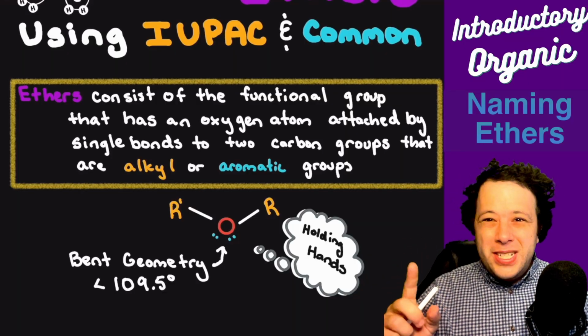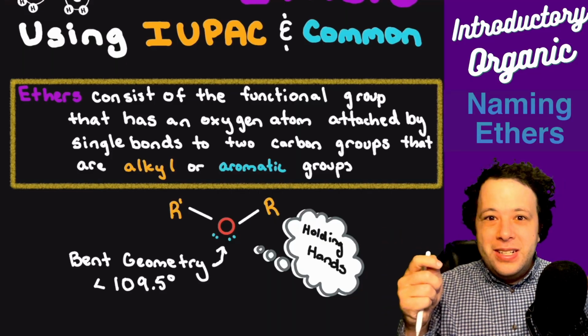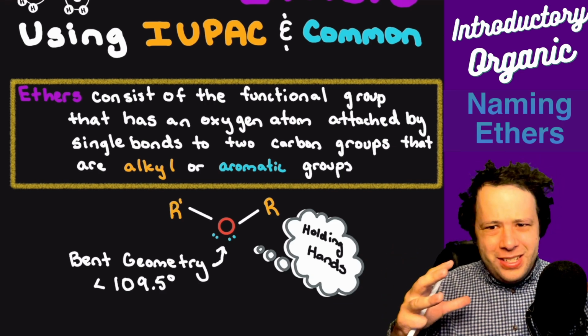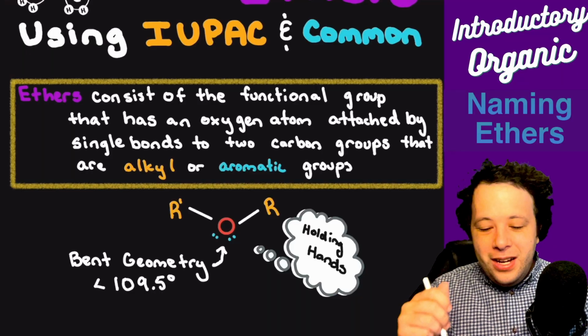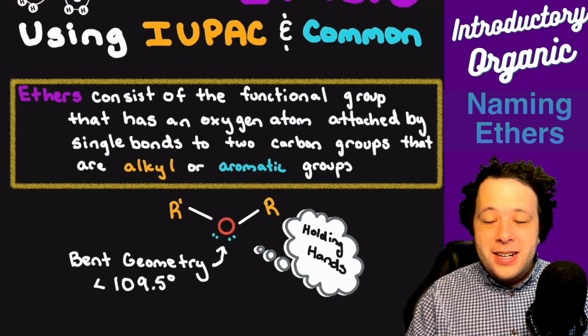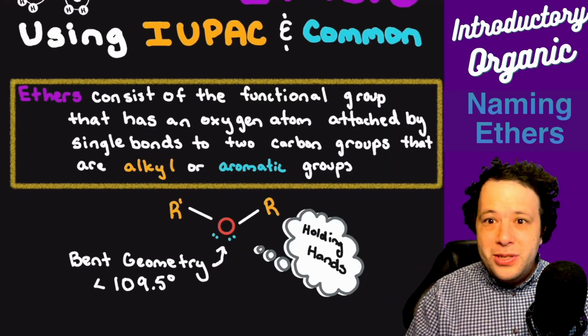So essentially, you always see the little O holding hands with these two little R groups on both sides. So it's kind of like swinging between the two. I like to think of the oxygen as a little child holding hands with its two parents as it's swinging hands with both. So essentially, this oxygen, just like alcohols, has that bent geometry to it, being that it has those four groups, those two lone pairs.